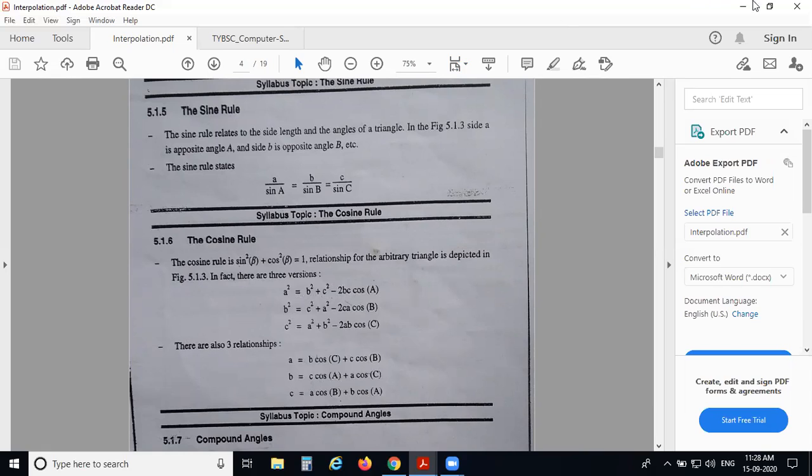That is in the trigonometric cos. Okay, this is the cosine rule.